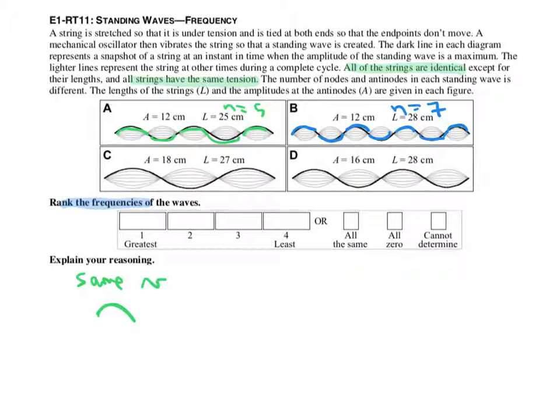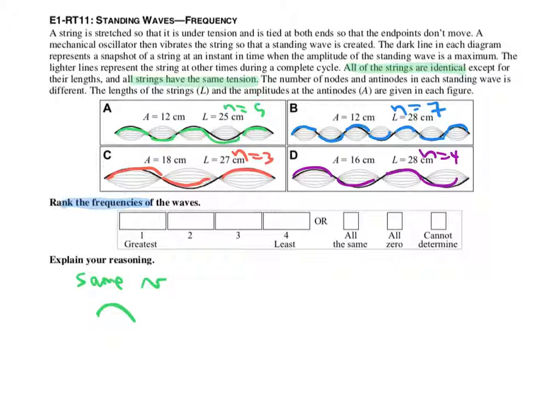n equals 7. And here we have 1, 2, 3, or n equals 3, because there are 3 copies of the fundamental. And then finally, here we have 1, 2, 3, 4. This is n equals 4. And that would be great if they were all the same length. We could very easily answer this, but sadly we really can't.